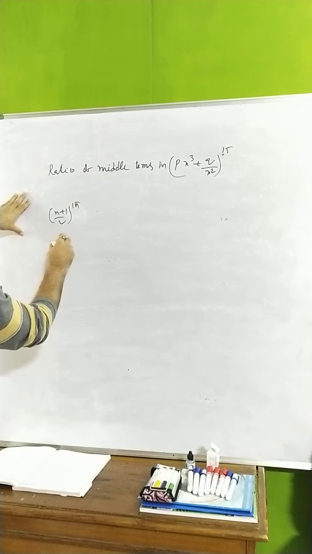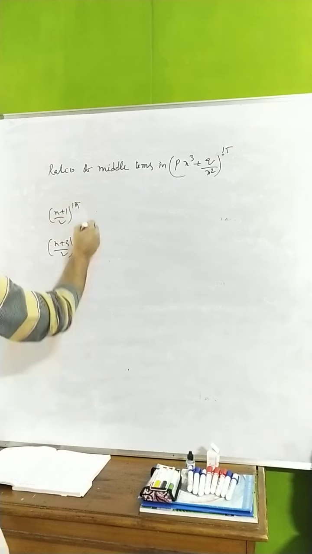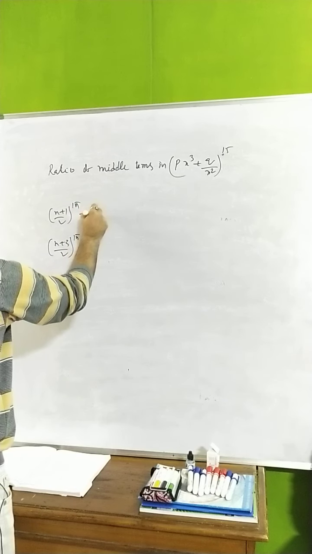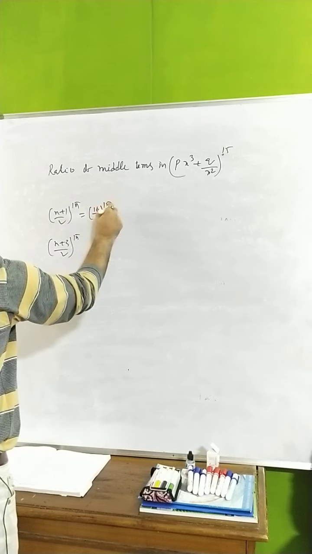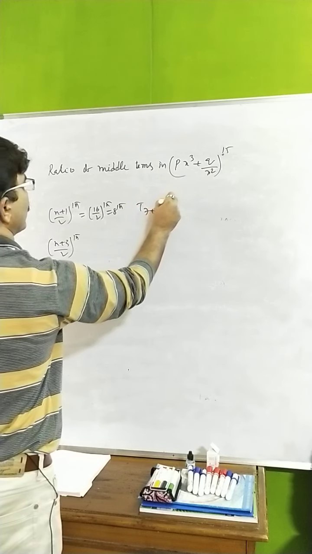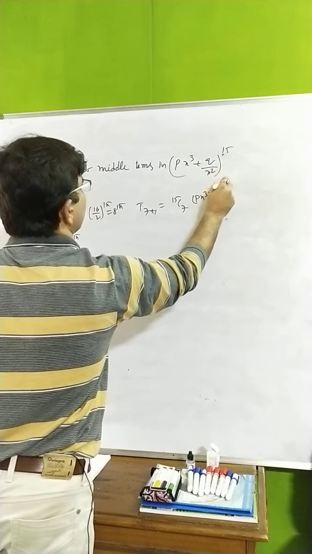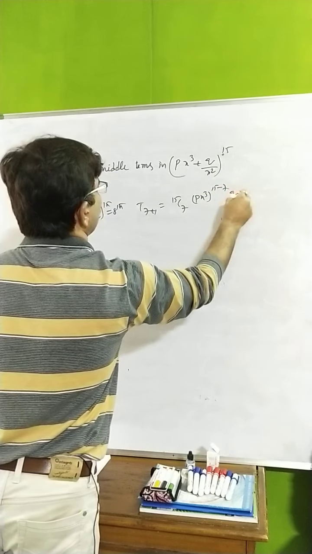Another one is (n plus 3) by 2th term. These are the middle terms. Because n is 15, 15 plus 1, 16 by 2th term. 16 by 2th term means what? 8th term. Right, 8th term means T(7 plus 1). You can write 15C7, (px cube) whole to the power of 15 minus 7, (q by x square) whole to the power of 7.